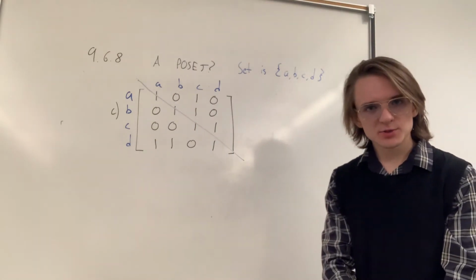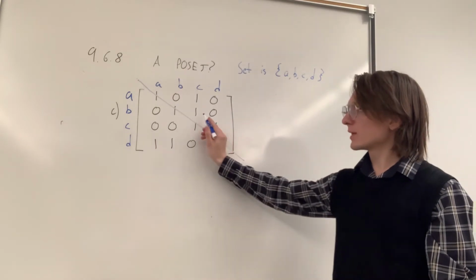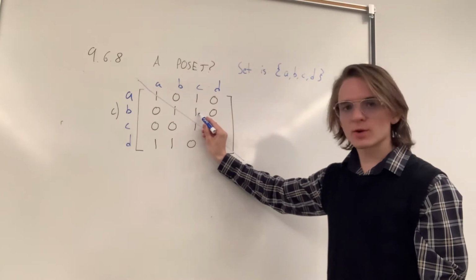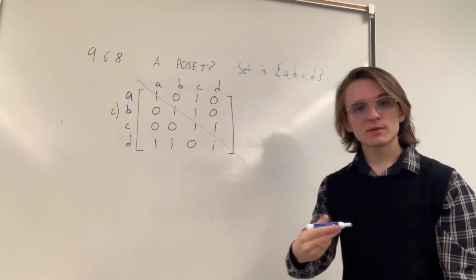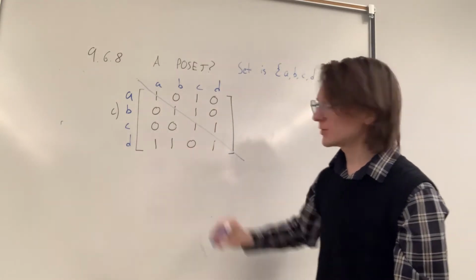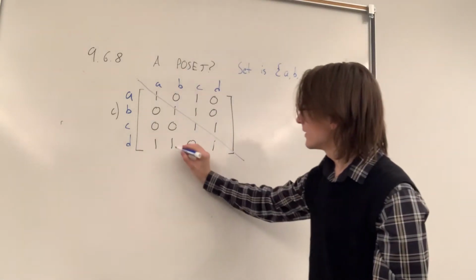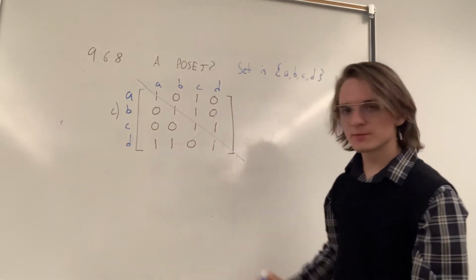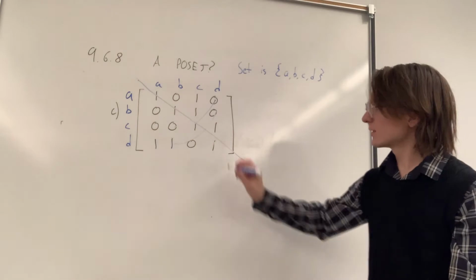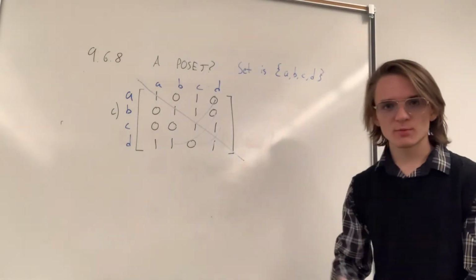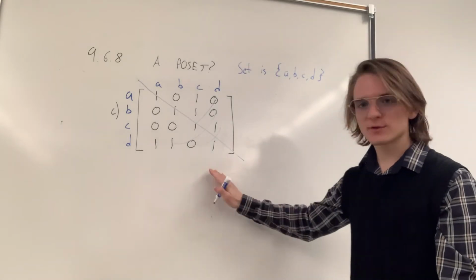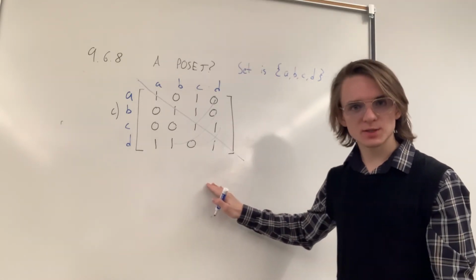Now, is it antisymmetric? Well, we look at every one which does not lie on the diagonal, and we check whether there's a corresponding 0 on the other side of the diagonal across the fold. This one corresponds to a 0. That's good. This one corresponds to a 0. Check. This one corresponds to a 0 as well. And finally, this one corresponds to a 0 below the diagonal. Antisymmetry holds in all cases, therefore this relation is also antisymmetric.